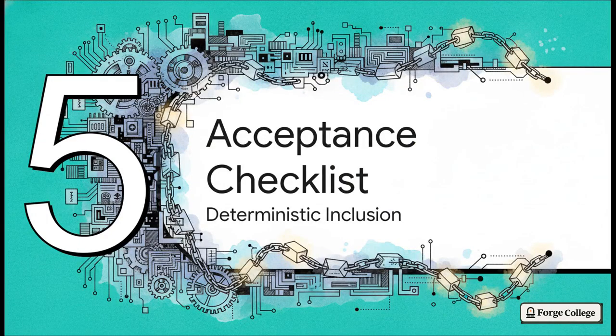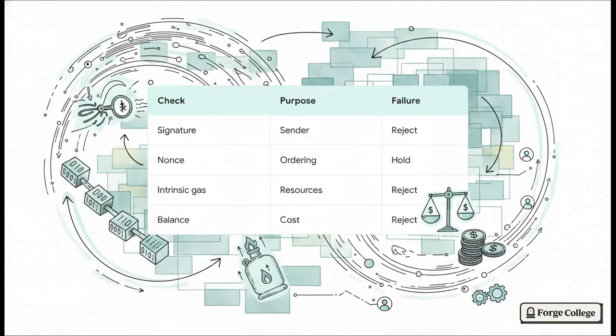Section 5. The acceptance checklist, deterministic inclusion. So we've covered the individual rules, right? Let's look at how all these discrete pieces form an unbreakable, fully deterministic chain of events. This master checklist outlines the exact chronological flow. And I really want to emphasize this. The order here is strictly intentional.